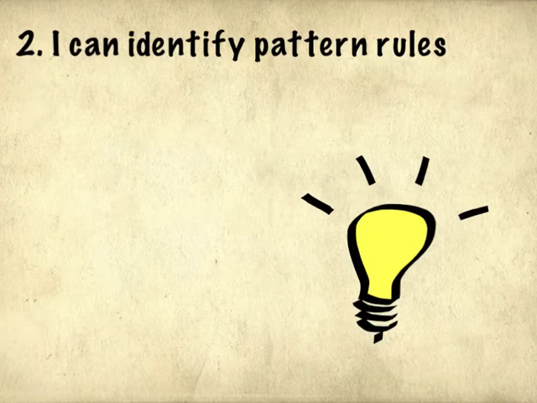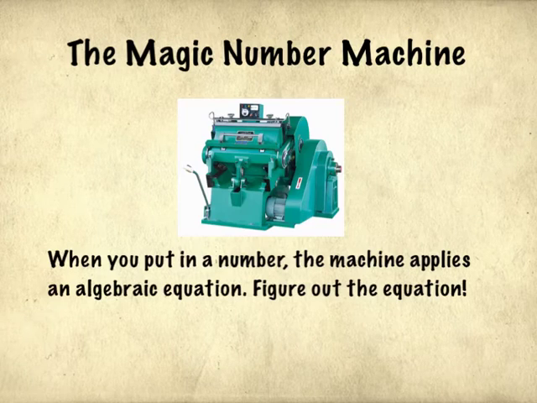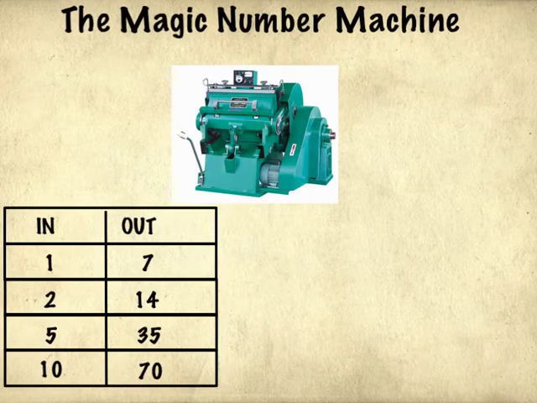So let's move on and talk about identifying pattern rules. Meet the magic number machine. You put a number into the machine, it applies an algebraic equation and spits out the answer. We want to figure out what the equation is. So here we have an example. Someone put in a 1 and a 7 came out. Put in a 2 and a 14 came out, a 5 and a 35, a 10 and a 70.